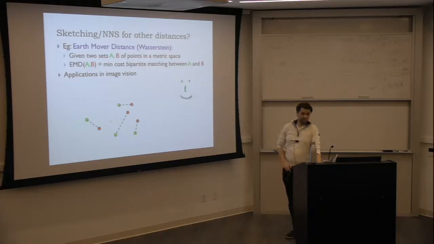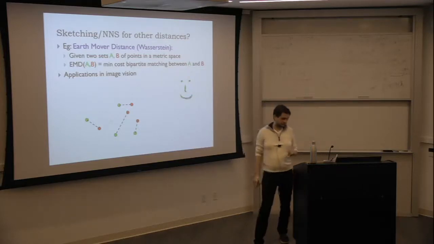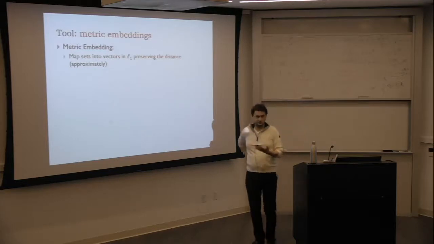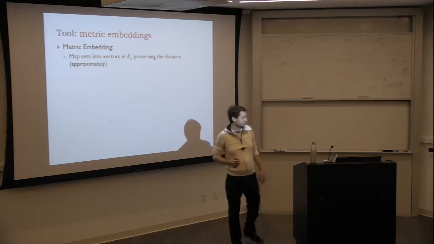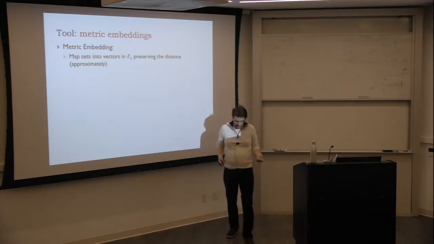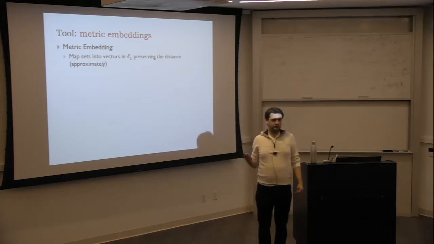Okay, for example, for nearest neighbor search, should we go and design some LSH function from scratch? And for every problem, do we need to design a new algorithm for this metric? Okay, so metric embedding is basically a generic approach, a general tool for trying to deal with this kind of new metrics.